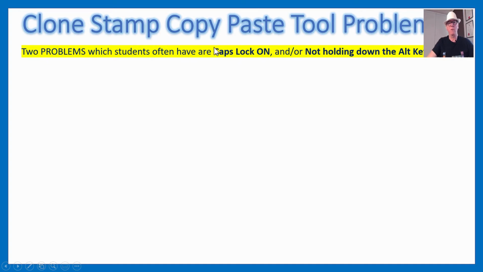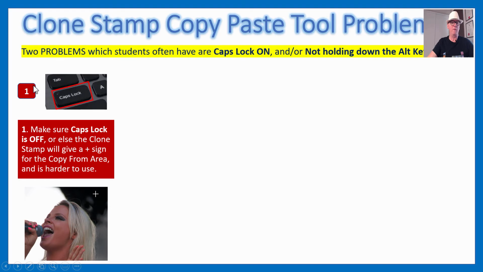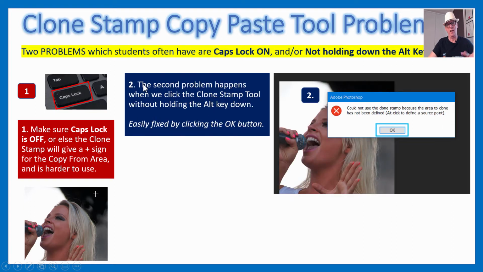So two problems when we've trialed this with students is that they have their caps lock on, or they're not holding down the Alt key when they're doing the first step, the copy from bit. If you've got your caps lock on, what'll happen is that you'll see a plus sign here instead of the round circle to copy from. So we want the round circle originally to copy from. So make sure caps lock is off, and then it'll work just like we're saying it'll work in these instructions. It won't be all behaving strangely.